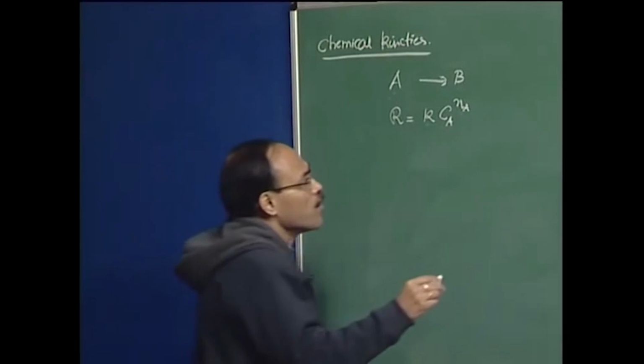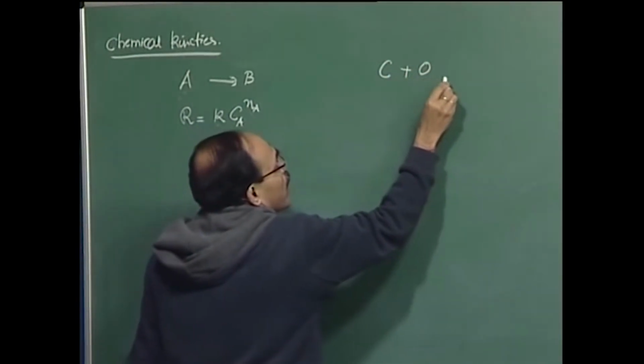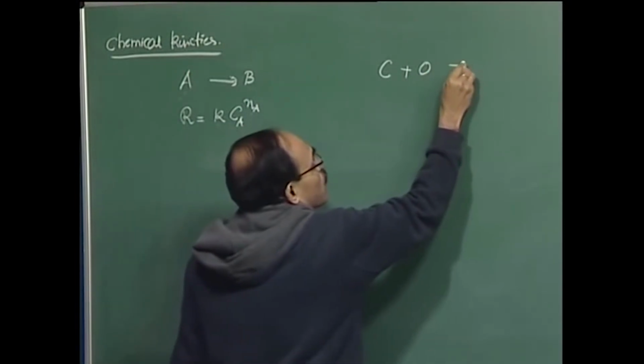Consider this equation. We have carbon plus oxygen producing carbon monoxide.